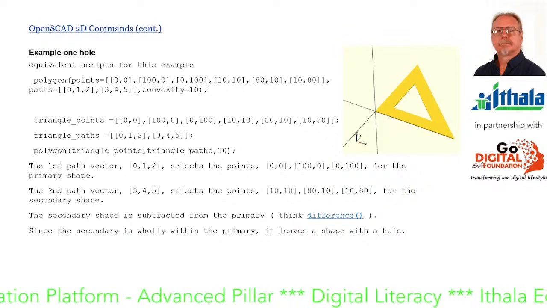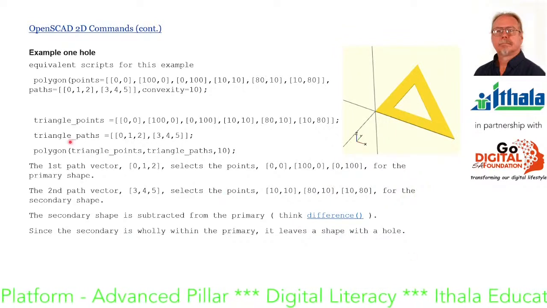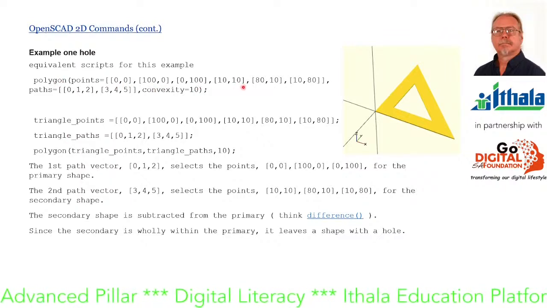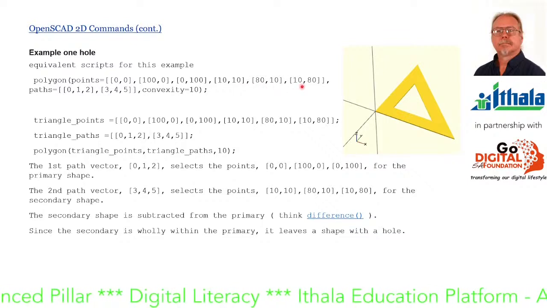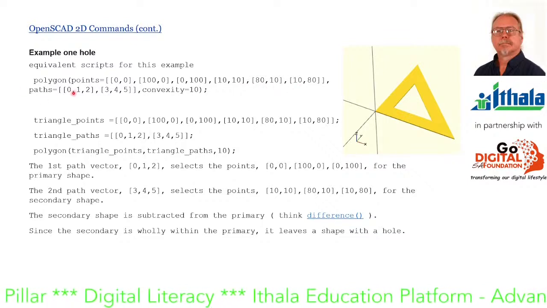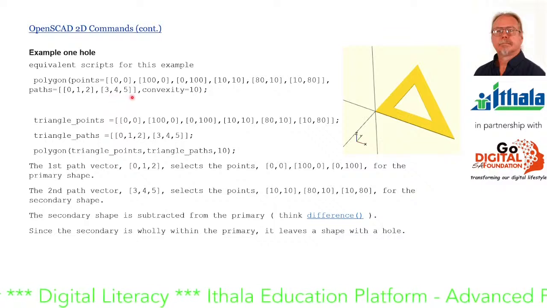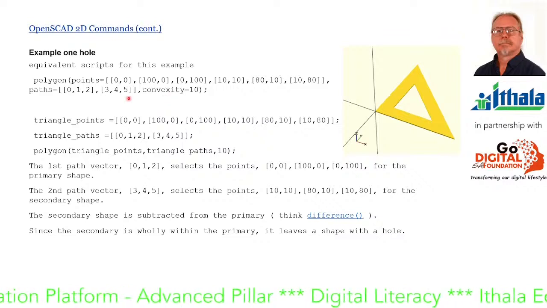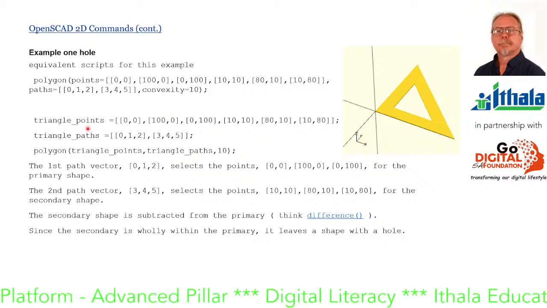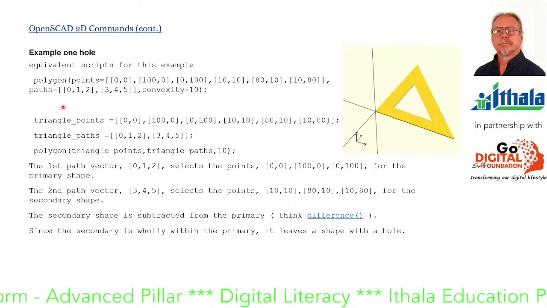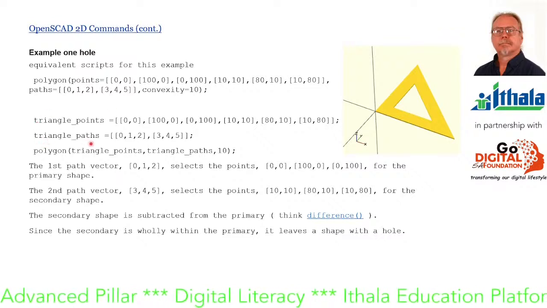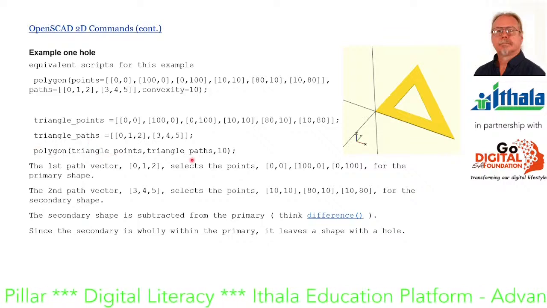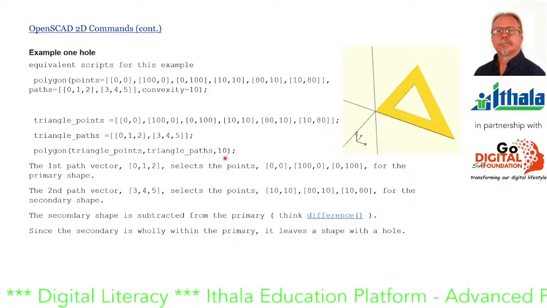Okay, example with one hole. So here we've got polygon with points 0, 0, 100, 0, 0, 100, 10, 10, 80, 10, 10, 80. Paths is 0, 1, 2, then 3, 4, 5. And we're setting convexity to 10. We're setting this variable triangle points equal to this set of vectors, and setting triangle paths to this set of vectors. And then we've got our polygon, triangle points, triangle paths with convexity 10.